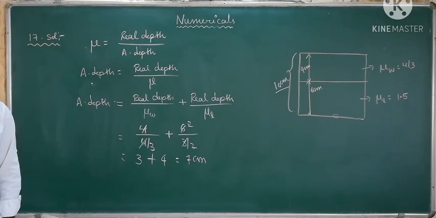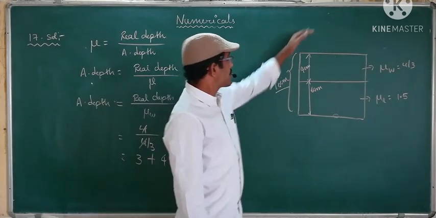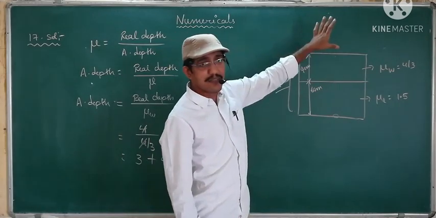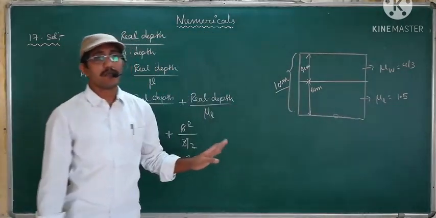So what is the apparent depth here? 7 centimeters. What is the real depth? Actually 10 centimeters. But if you are seeing from above, it looks like a depth of 7 centimeters only. This is due to normal shift.